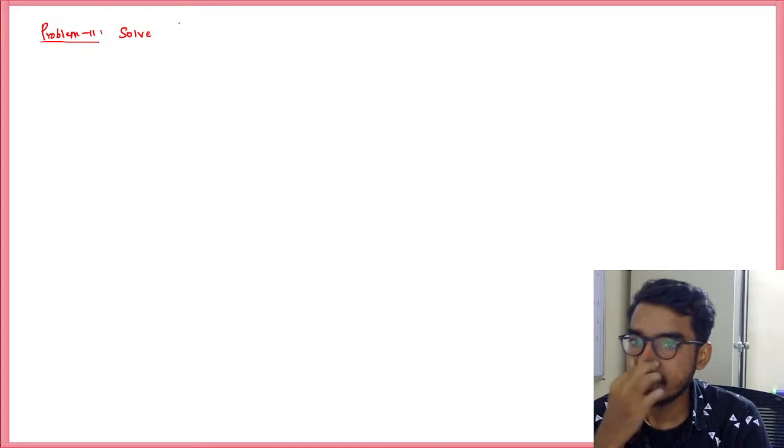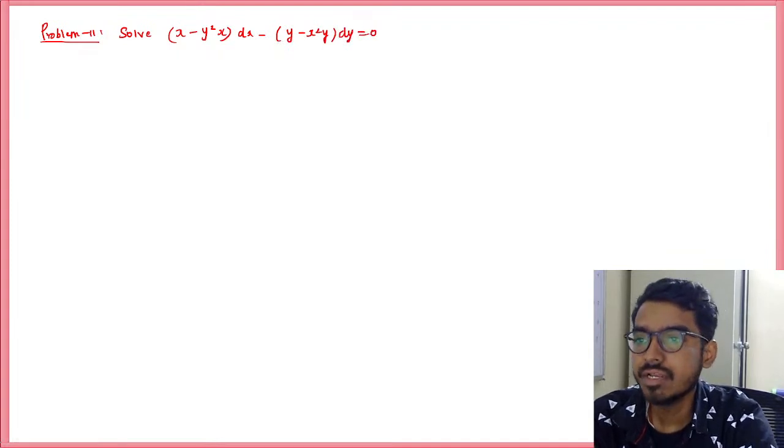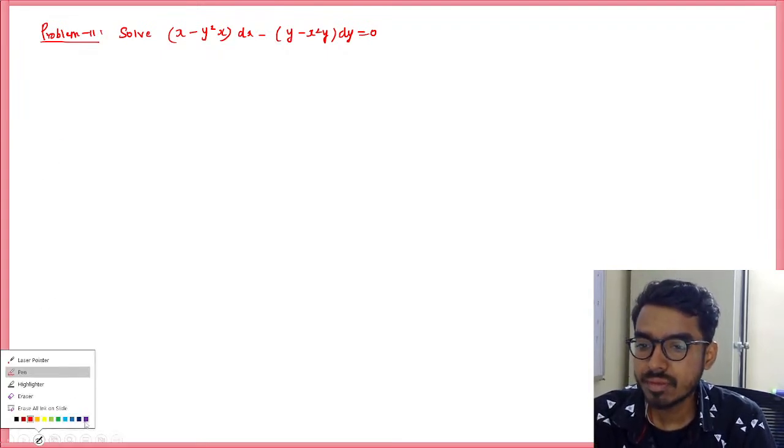Solve (x minus y square x) dx minus (y minus x square y) dy is equal to 0. All the problems we are going to solve are only by variable separable method. So we'll start with the solution.